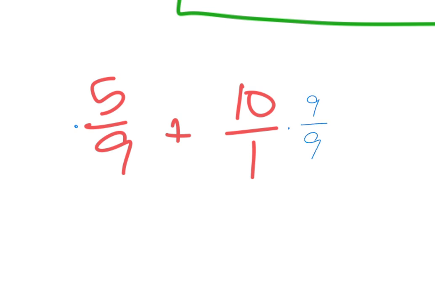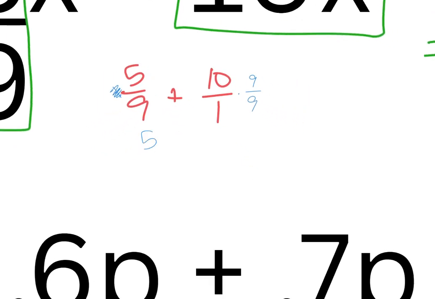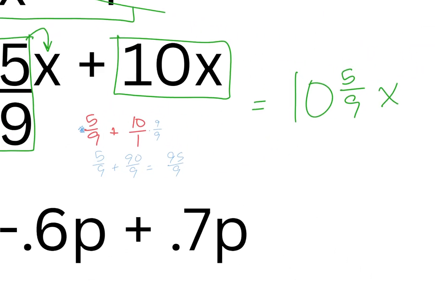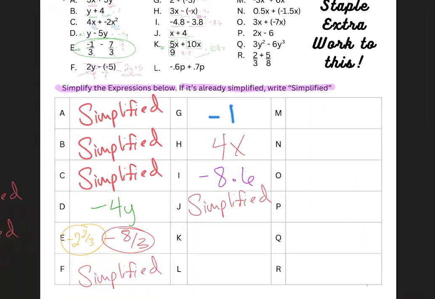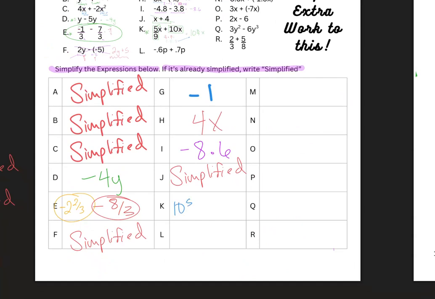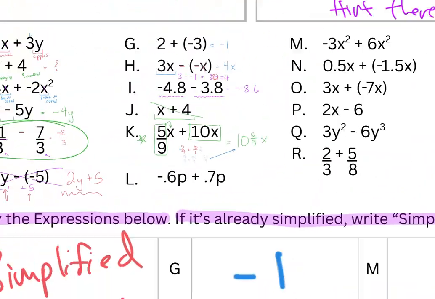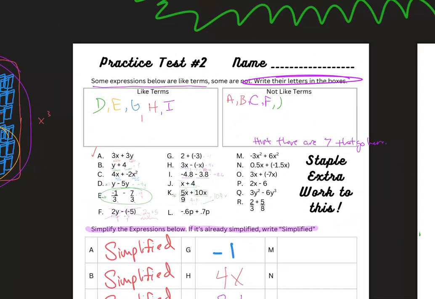So we're going to multiply this one by 9/9. We don't need to multiply this one by anything. So we get 5/9 plus 90/9, which is 95/9. And believe it or not, that reduces to 10 5/9. So 10 5/9 or 95/9, either one of those two. And did we put it in the box? We did not put it in the box. K. And then we put J over here.